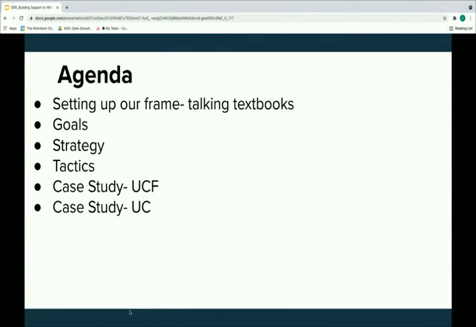So let's talk about what we're gonna talk about. We are gonna be talking about campaign planning, but we are gonna be doing that through the lens and frame of textbook affordability. So I'm gonna take a second at the beginning and kind of outline some of the reasons why textbooks are so expensive and what some of the possible solutions are, because I think that will set us up for more success later.